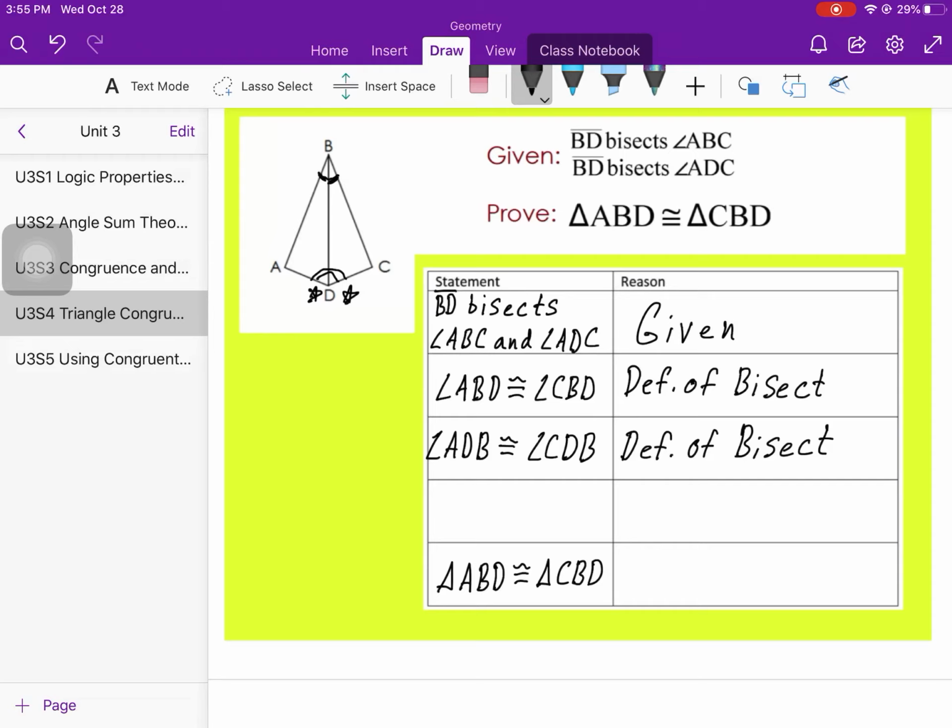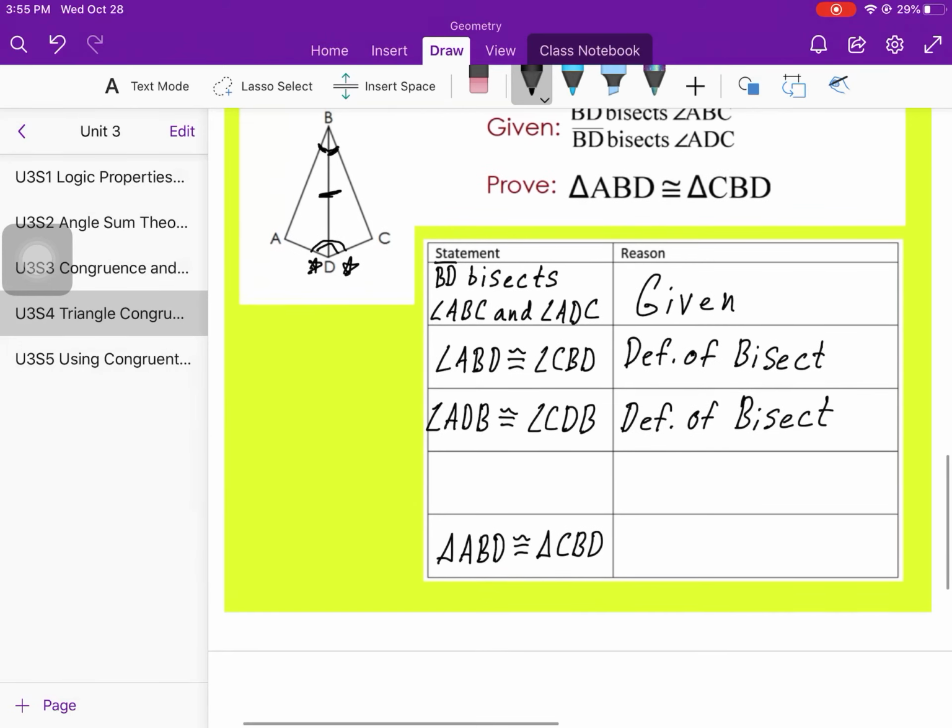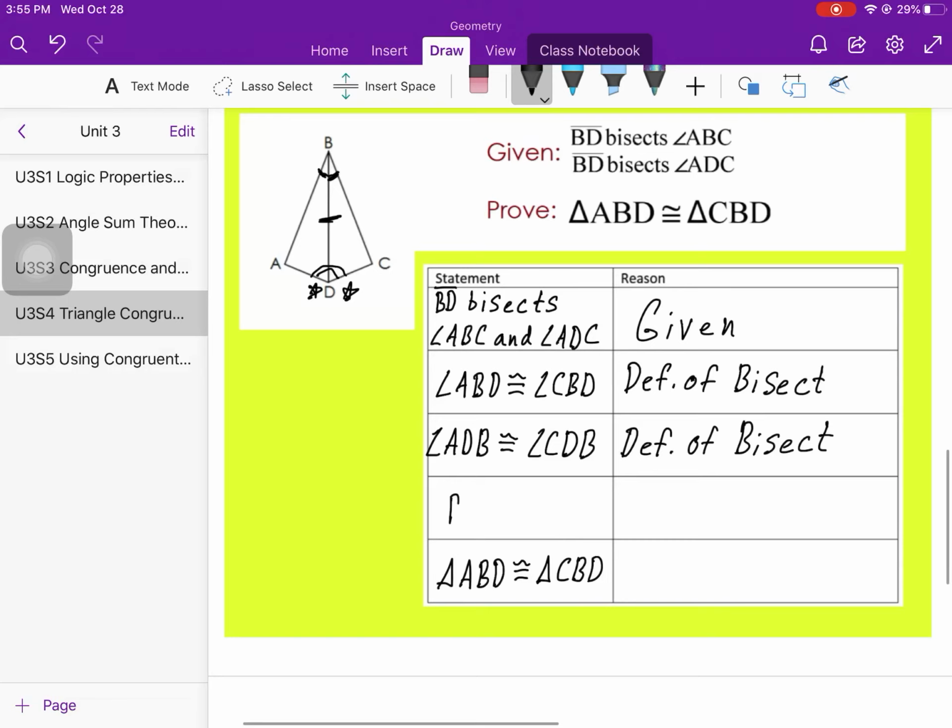All right, now we know that two pairs of angles are congruent, so we need to find a side. We can't prove it with three angles. We need to prove that there's a side that they share or have that is congruent. And if you notice, again, they share this middle side right here, so we get to use that lovely reflexive property. So BD is congruent to BD, and that is by the reflexive property. You just have to be able to recognize that they share the side in order to use this one.